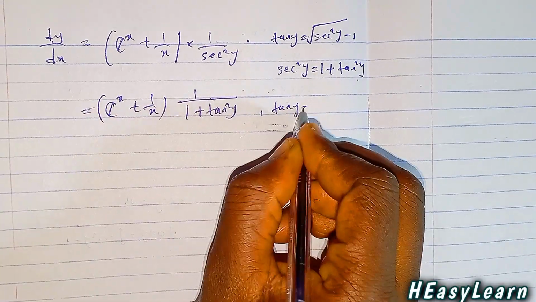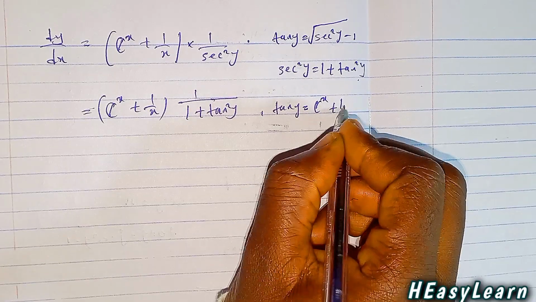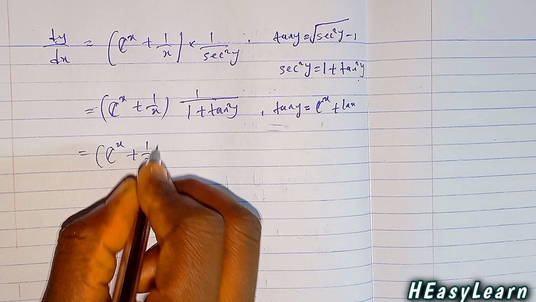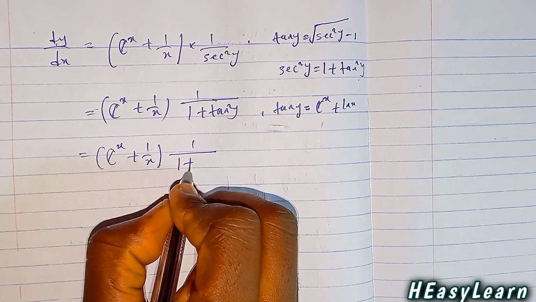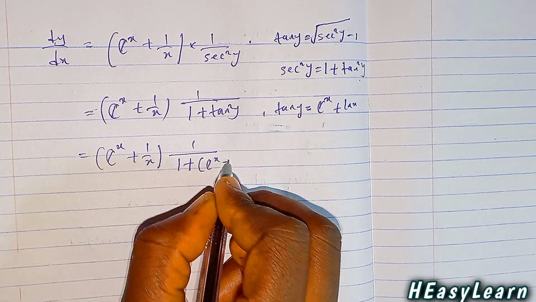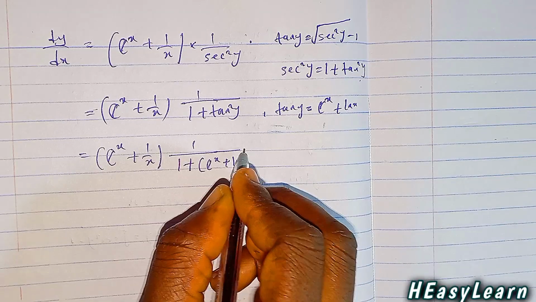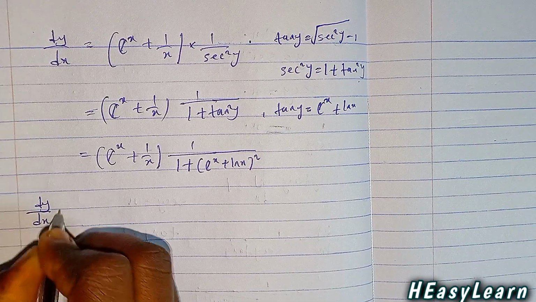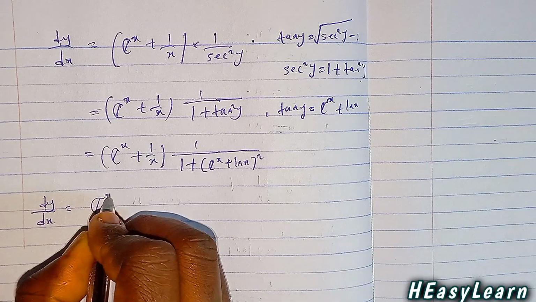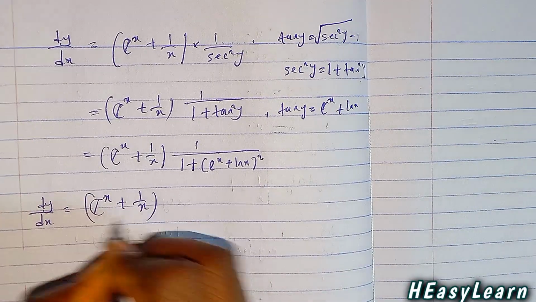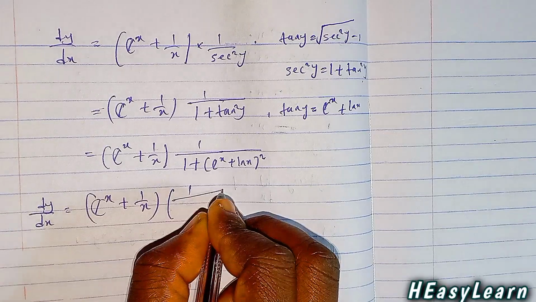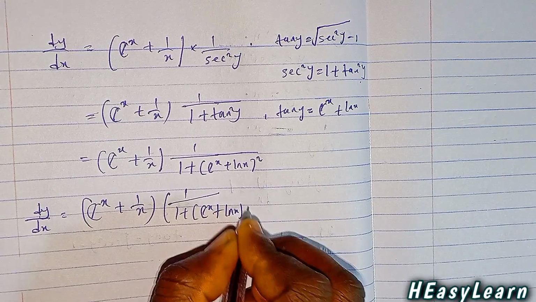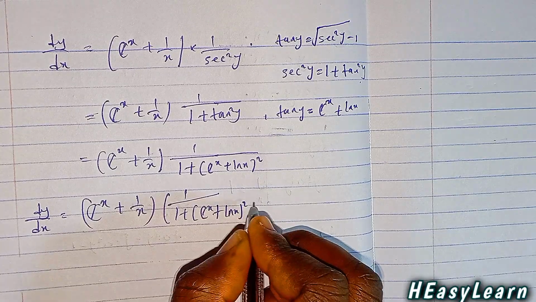From above, tan y is equal to exponential x plus ln x. This is the same thing as exponential x plus 1 over x, times 1 over 1 plus exponential x plus ln x all squared. So the derivative of this function is equal to exponential x plus 1 over x multiplied by 1 over 1 plus exponential x plus ln x all squared.